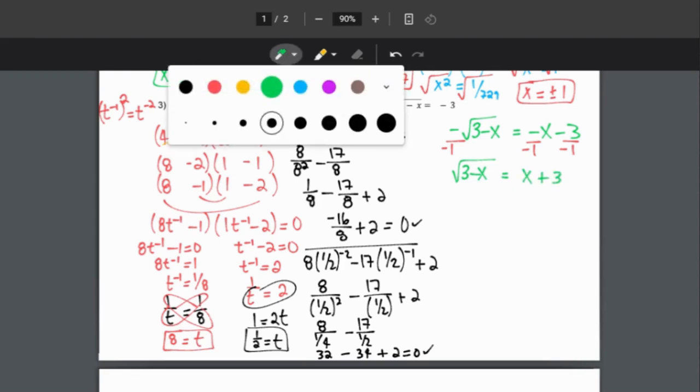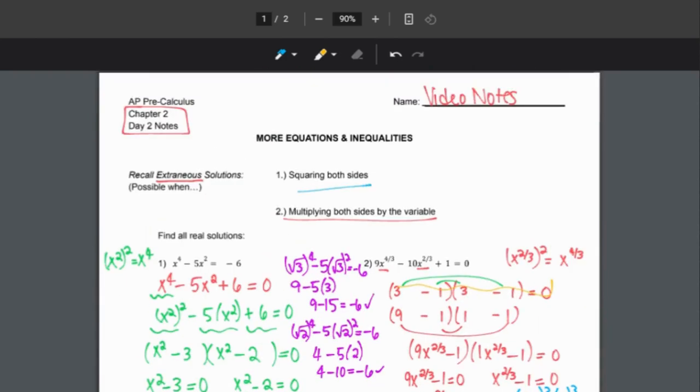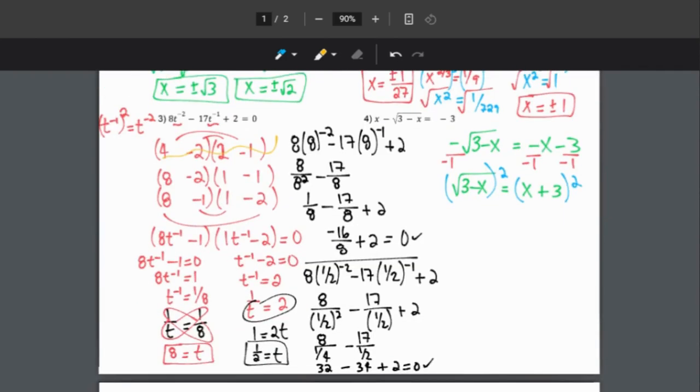All right, so now I need to square both sides. And just like in number 3, we're going to do one of these rules where we might get an extraneous solution because we're squaring both sides here. So when I square the square root of 3 minus x, I get 3 minus x because the square root and the square cancel each other out. Now when I do the right side, I have to do x plus 3 times itself. So be careful with that. It's not just x squared plus 9, it's x squared plus 3x plus 3x plus 9, which is x squared plus 6x plus 9. And that equals 3 minus x.